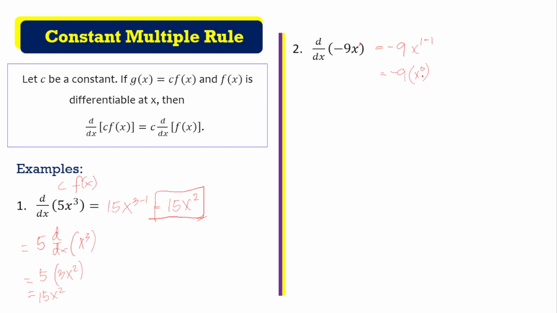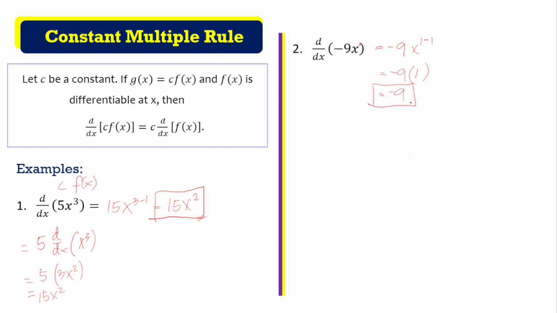And what is x raised to 0? Any real number raised to 0 is equal to 1, right? Therefore, x raised to 0 is 1. So you can replace it, x raised to 0 is equal to 1. So negative 9 times 1 is just negative 9. So that's the answer, negative 9.